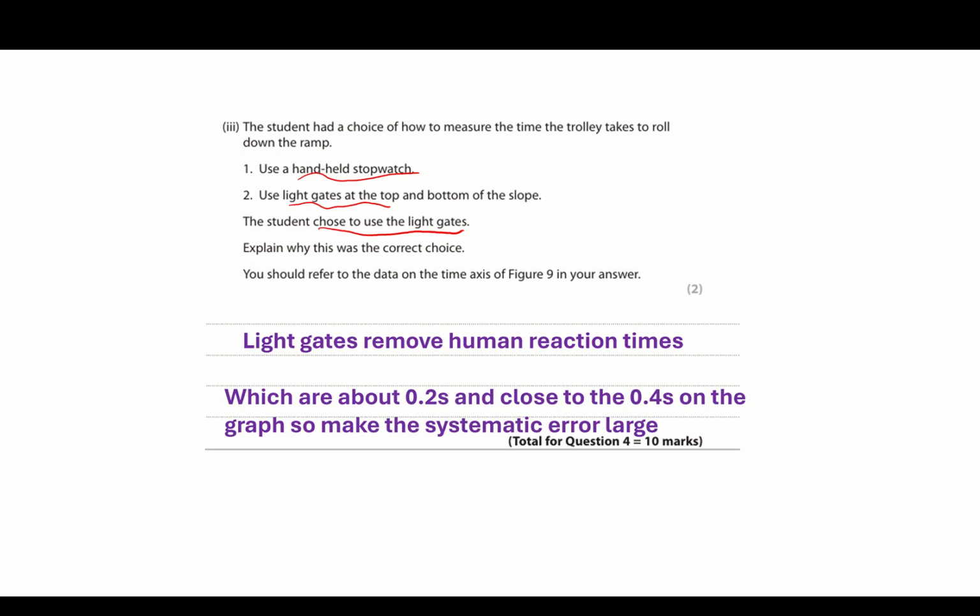And we can see that these are about 0.2 seconds, which is close to the 0.4 seconds on the graph, which we read off before. So this would make the systematic error large. If we had a time of 4.6 billion years, I don't need to use light gates quite so much, in that the systematic error then is going to be really small as a percentage. And that's that question done.